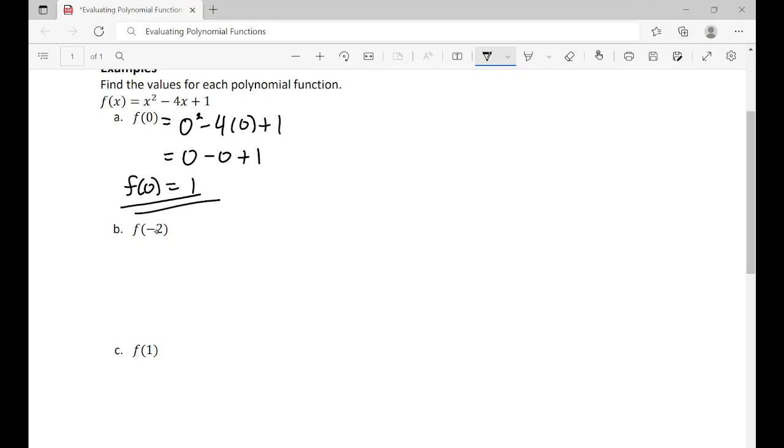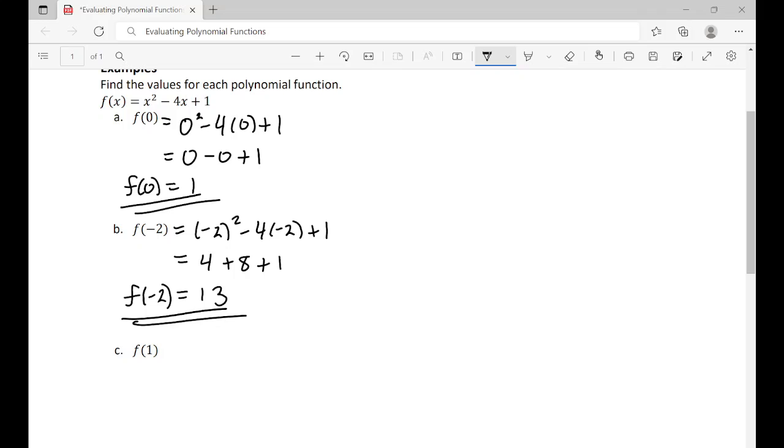Next, we have negative 2 inside the parentheses, which means wherever there's an x in our function, we replace it with negative 2. So we're going to get negative 2 squared minus 4 times negative 2 plus 1. So negative 2 squared is 4. Negative 4 times negative 2 is positive 8 plus 1. And then from here, 4 plus 8 is 12, plus 1 is 13. So f of negative 2 is 13.